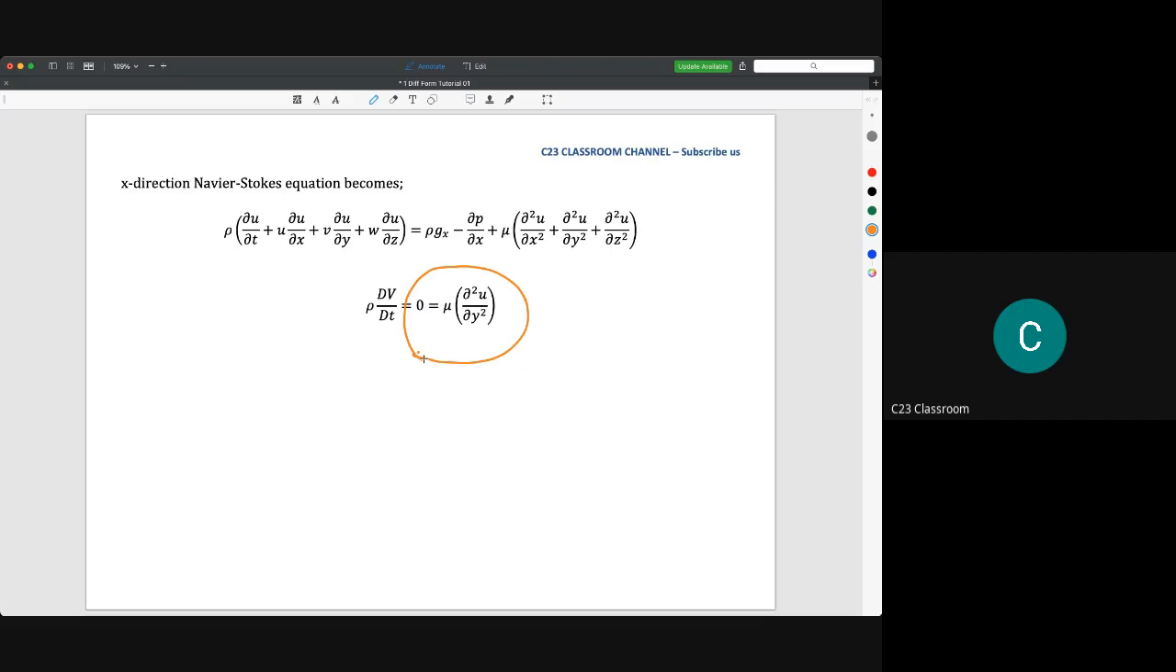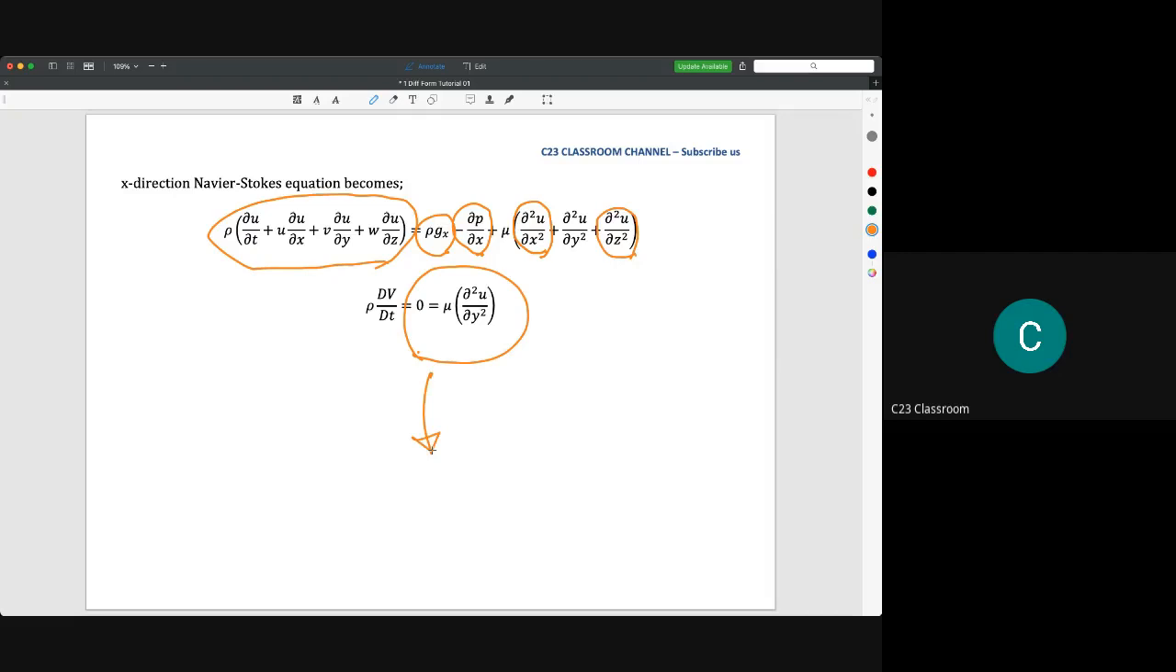Okay, so ni setelah kita masukkan, kita dapati ini semua adalah sama dengan kosong. Gravity juga sama dengan kosong. Delta P kita kata tidak wujud, pressure gradient tidak ada, sama dengan kosong. Dan du dx juga sama dengan kosong, du dz juga sama dengan kosong. Oleh itu kita hanya ada mu del u square over del y square.